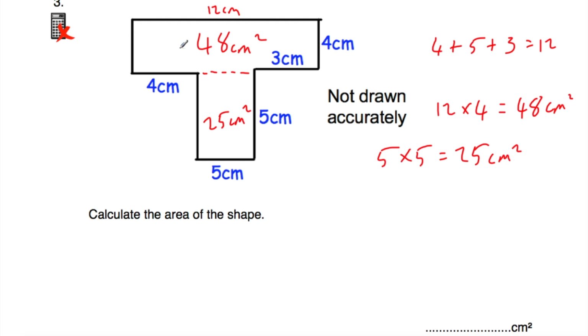So we've got the area of the rectangle, we've got the area of the square. Let's add them together to find the area of the whole shape. So 48 plus 25, let's see what that gives us. So 48 plus 25 is equal to 73, so that's 73 centimeters squared. So there, this whole shape would be 73 centimeters squared, and that's it.